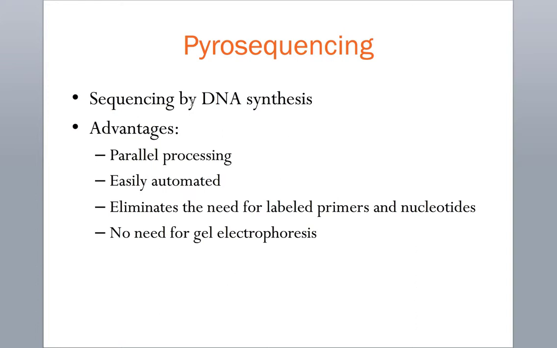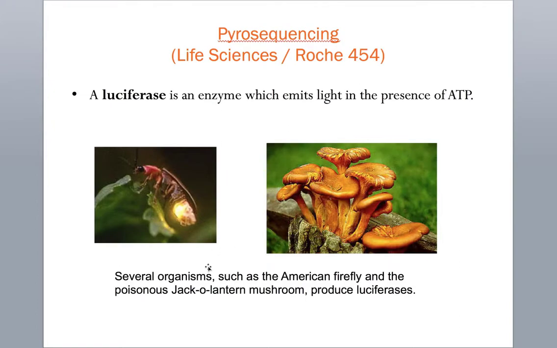So again, sequencing by DNA synthesis, as I mentioned, can be parallel. So you can see millions of polonies at the same time and record the sequence data. Of course, it is very easily automated, eliminates the need for labeled primers or nucleotides, and there is no need for gel electrophoresis. Now, let me explain how it works.